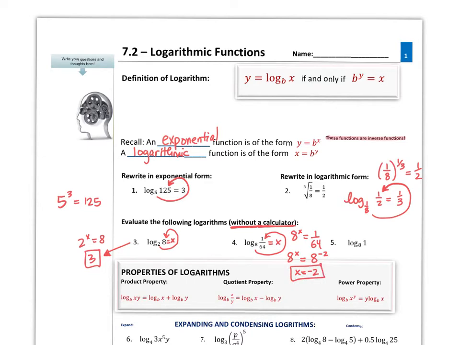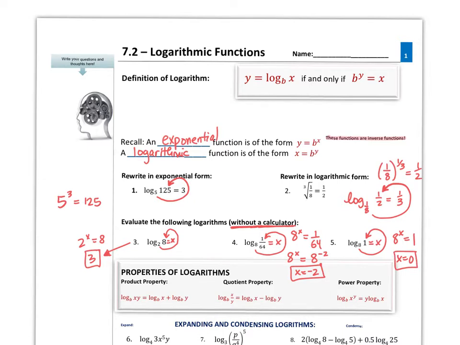And then on number 5, I'm going to put equals x so I can solve my equation. 8 to the x power is equal to 1. Well, anything to the 0 power is 1. So I know that this has to be 0. There's no other option there.